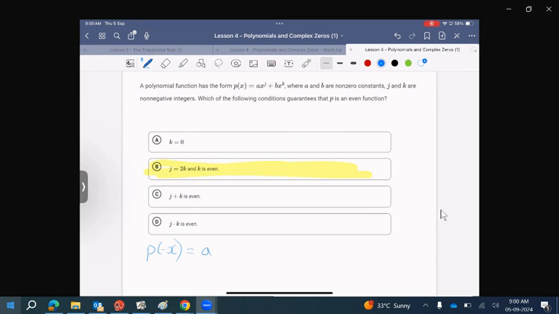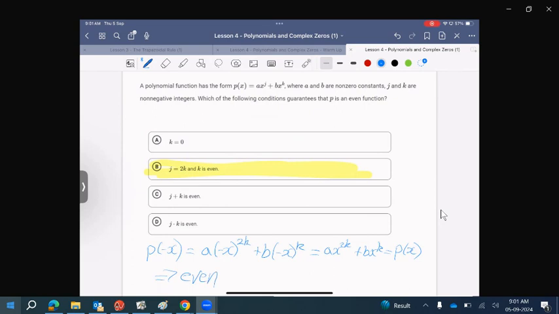It's equal to A bracket minus x to the 2k plus B bracket minus x to the k. So if k is even, then so is 2k. So if we expand the bracket, that means we get A bracket x to the 2k plus B bracket x to the k, which is equal to P of x, if j is equal to 2k and k is even. This implies that it is even.